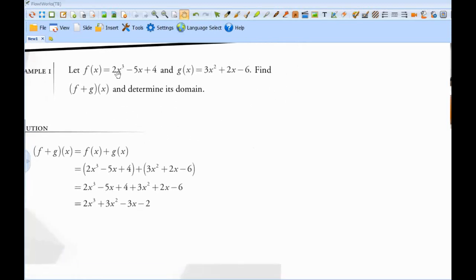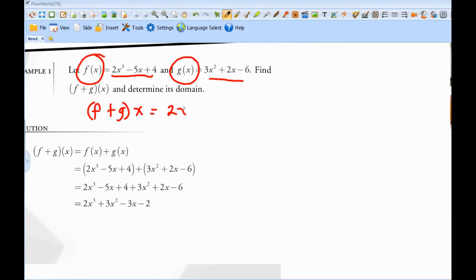Let f(x) equal 2x cubed minus 5x plus 4 and g(x) equal 3x squared plus 2x minus 6. Find the function (f + g)(x) and determine its domain. So we will just add these two. We have f(x) and we have g(x). To get (f + g)(x), we just get this and this and add them, right?